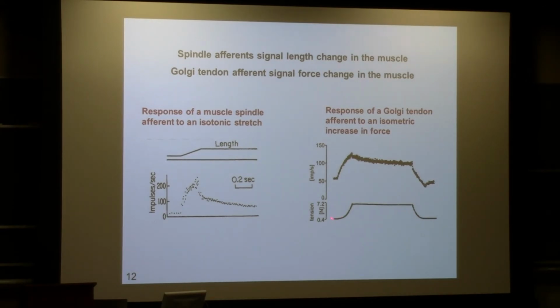And what you see is that as the force increases, is kept constant, and then decreases, the Golgi tendon organ afferents increase their activity, maintain their activity, and then they drop off. So here there is no length change, only a force change. You see that the Golgi tendon organ afferents are providing force information. Here's length change, and here you have muscle spindles providing that information.